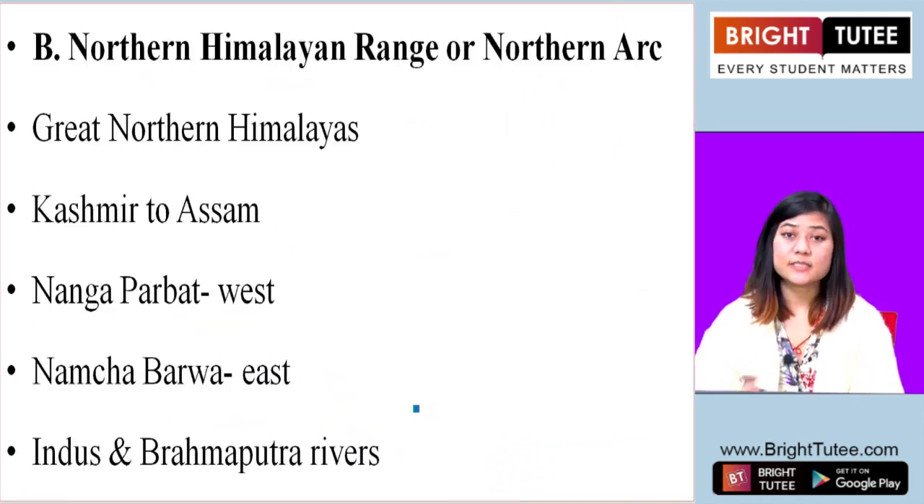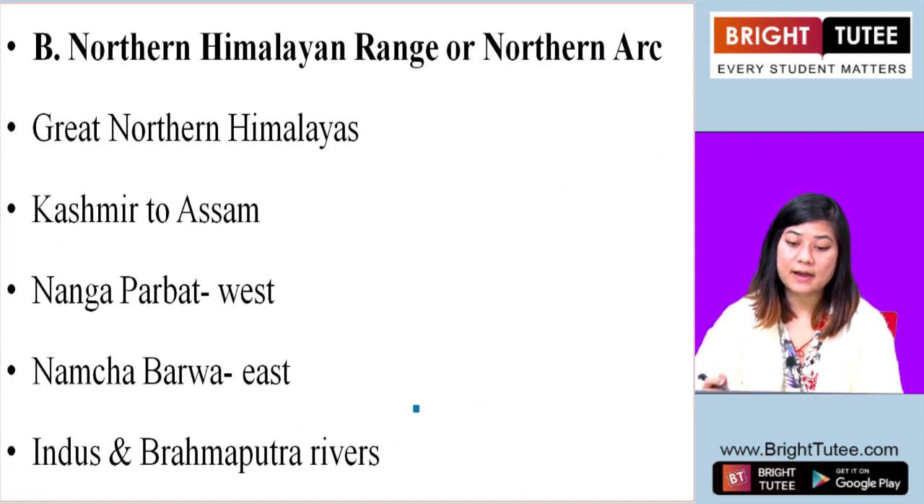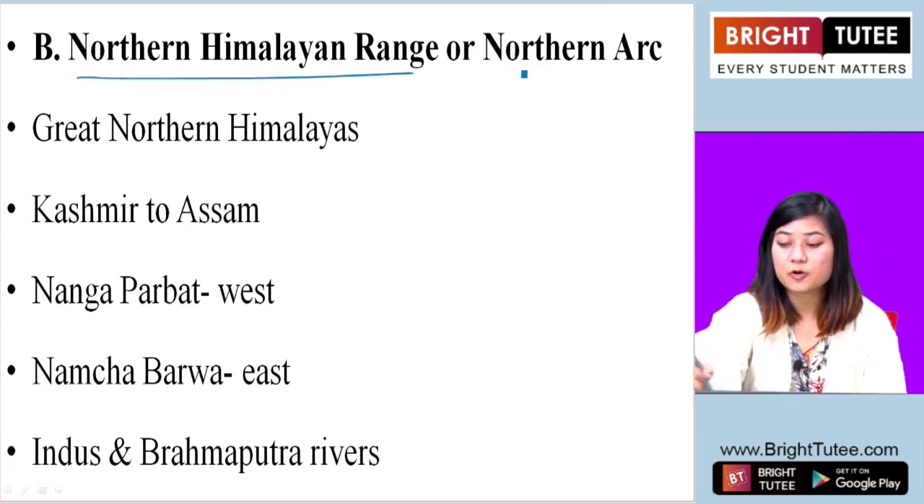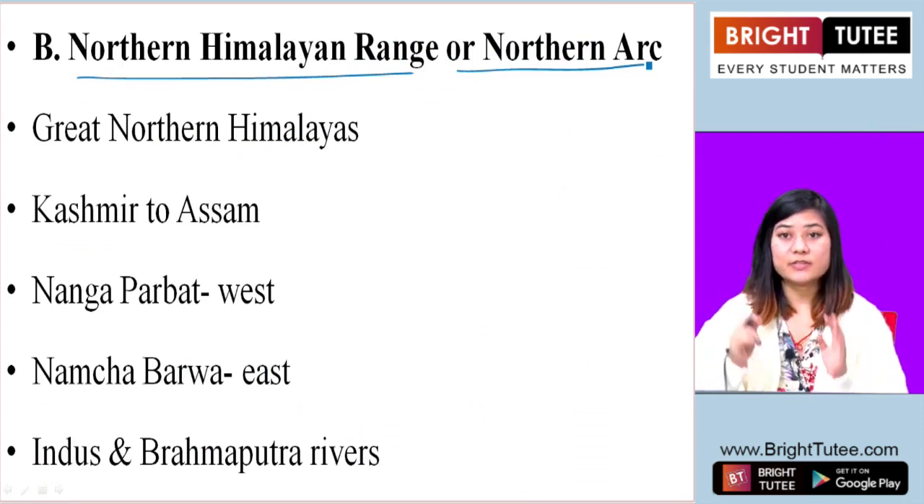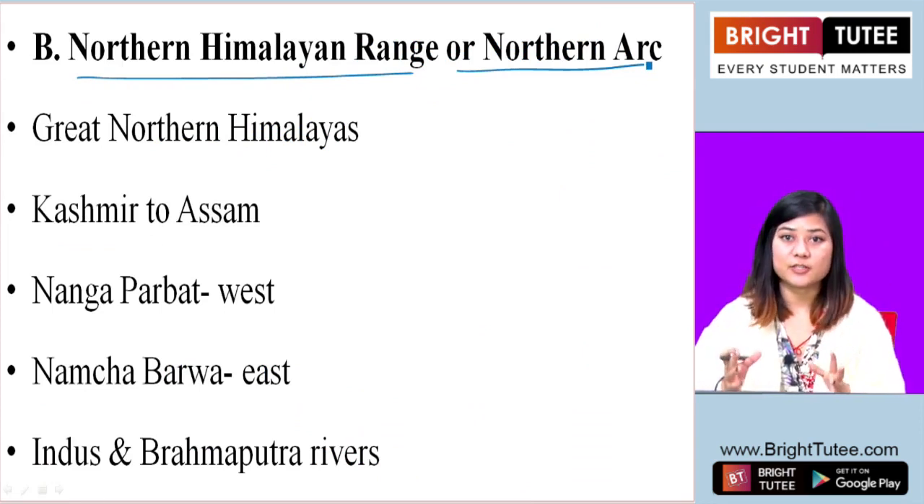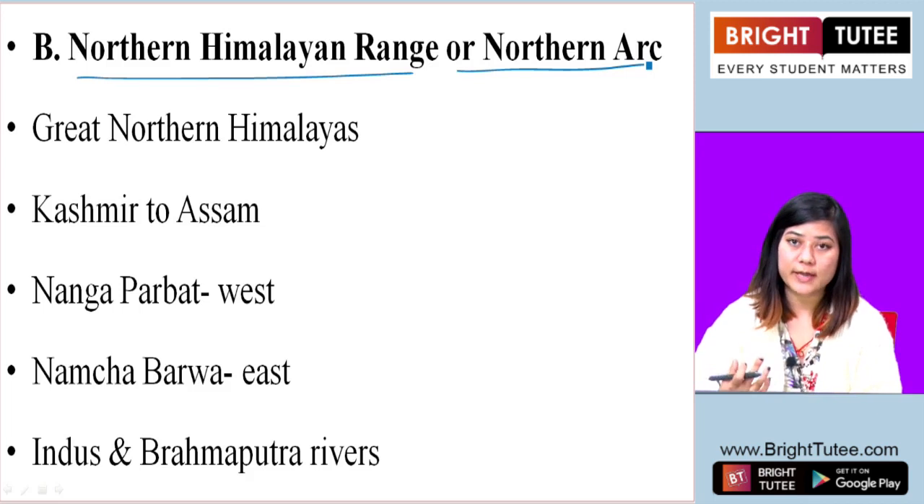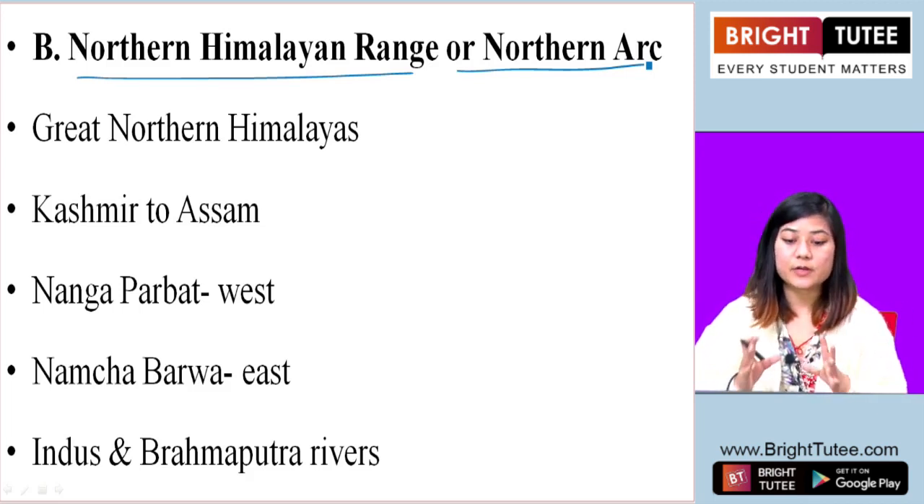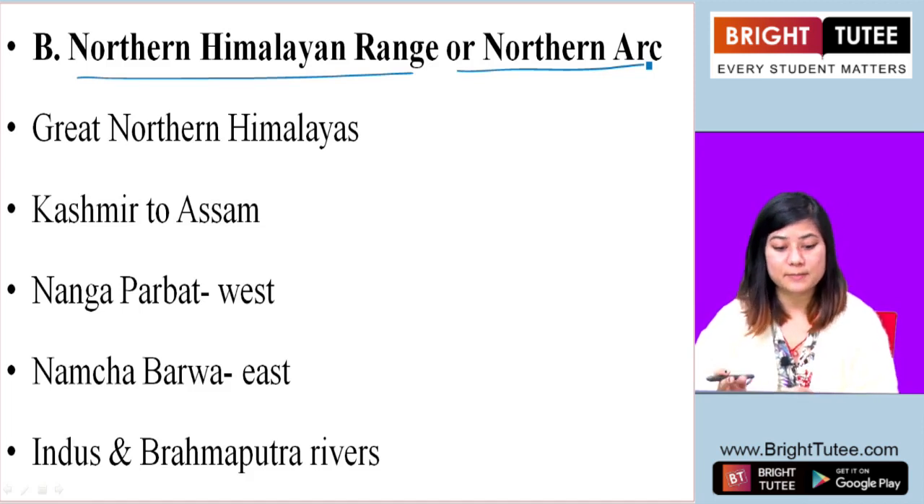Now, the second division of the Himalayan range is the Northern Himalayan range or the Northern Arc. Now, this is the central part of that range that we are going to look at. Before this, we looked at the Western Himalayas. Now, we are going to look at the Central Himalayas.